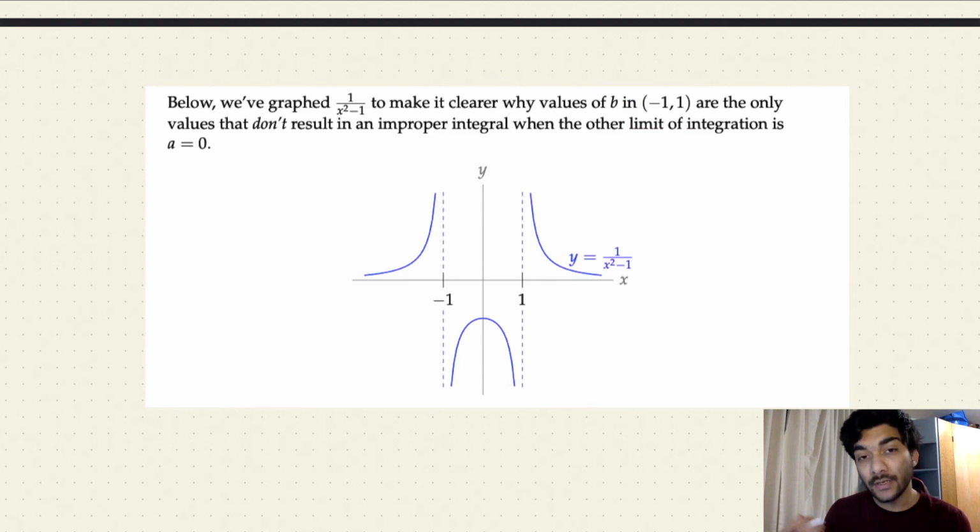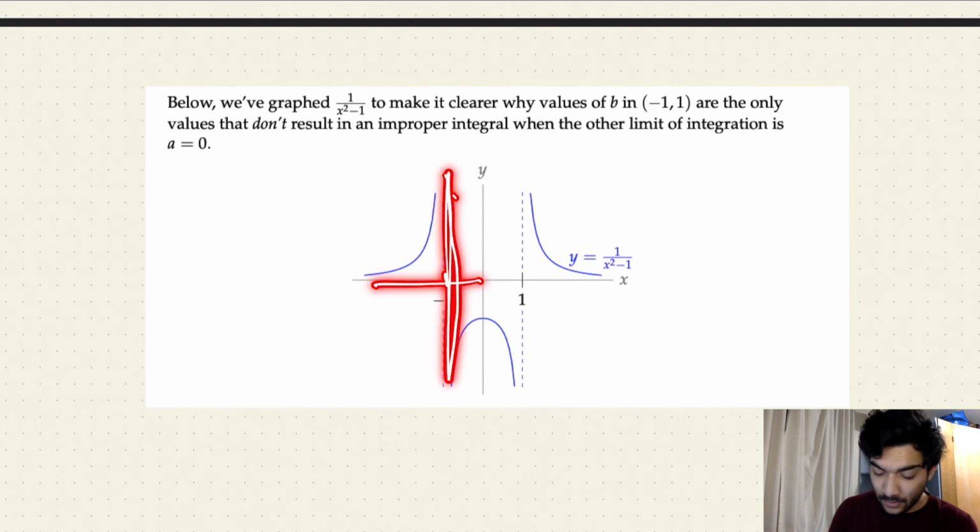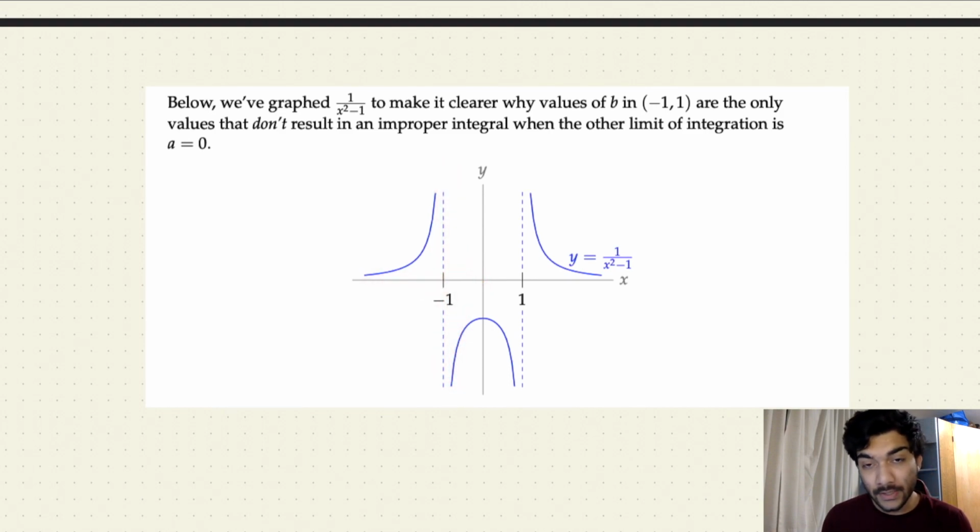But our integral is an improper integral when our b is greater than or equal to 1, so you're going beyond this point 1. Or if your value of b is less than or equal to minus 1, which means you're going to the left of this point, to the point where your function is discontinuous, right?